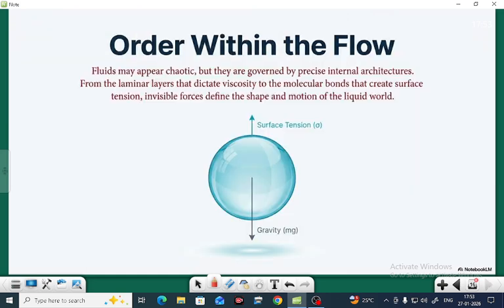Order within the flow. Fluids may appear chaotic, but they are governed by precise internal architectures, from the laminar layers that dictate viscosity to the molecular bonds that create surface tension. Invisible forces define the shape and motion of the liquid world.